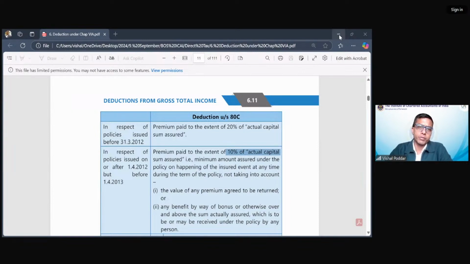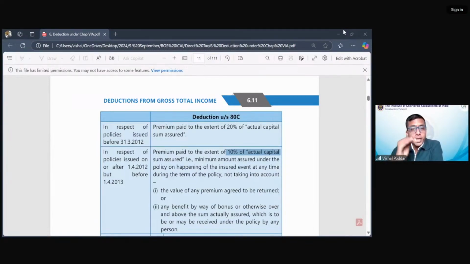Obviously, the answer is yes, because for my own policy, I get deduction. The question is up to what amount? The answer is up to 80,000, not 20% or 2 lakhs. 2 lakhs is the limit, but if I have not paid 2 lakhs, how can I get a deduction of 2 lakhs? So in this example, how much deduction will I be eligible for? I'll be eligible to take 80,000. Correct?